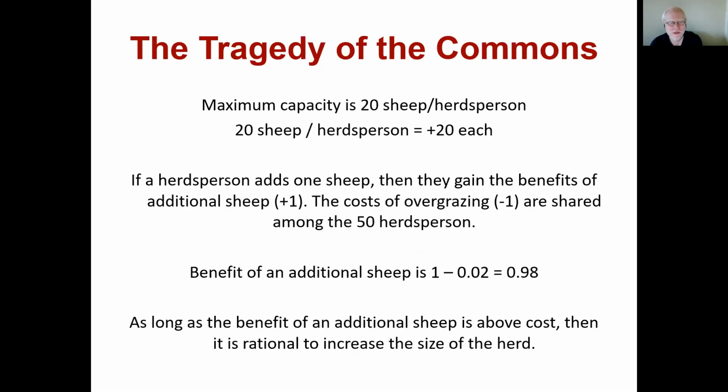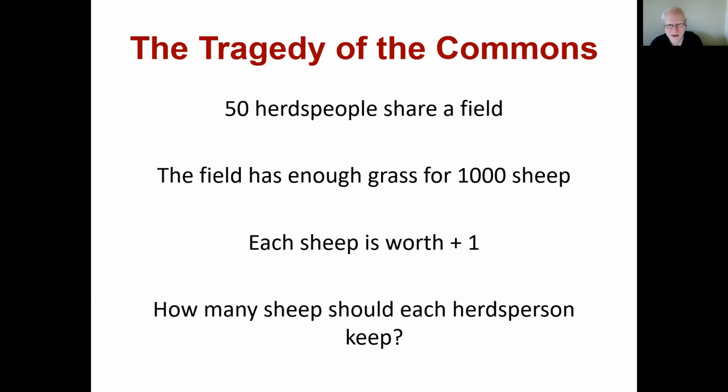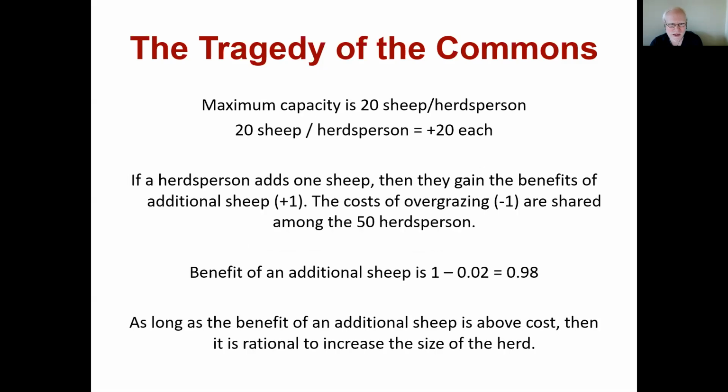All right, so let's take a look. So maximum capacity is 1,000 sheep, right? So we had 50 herds people, and maximum capacity was 1,000. So that would leave 20 sheep per herds person if each herds person got the same amount. And then 20 sheep per herds person equals a value of +20 each. And so that would kind of be the equitable division.